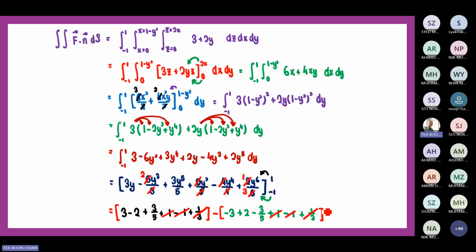plus 3 over 5. So you have this is equals to 8 over 5 minus negative 3 plus 2, negative 1. Negative 1 minus 3 over 5 is negative 8 over 5. Therefore, this gives you plus in total 16 over 5 as the final triple integral.